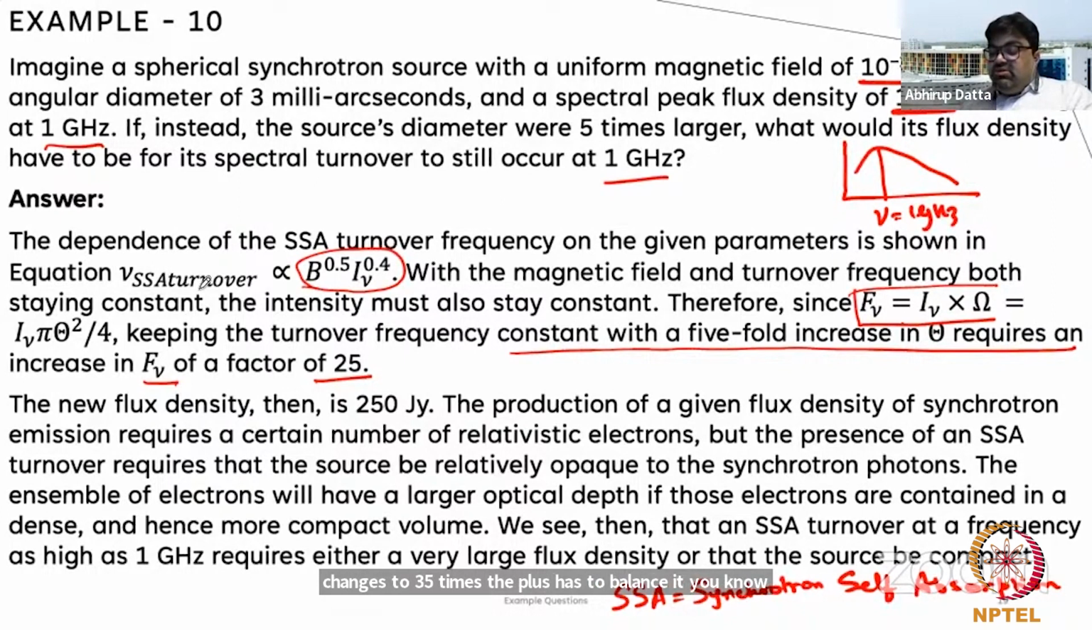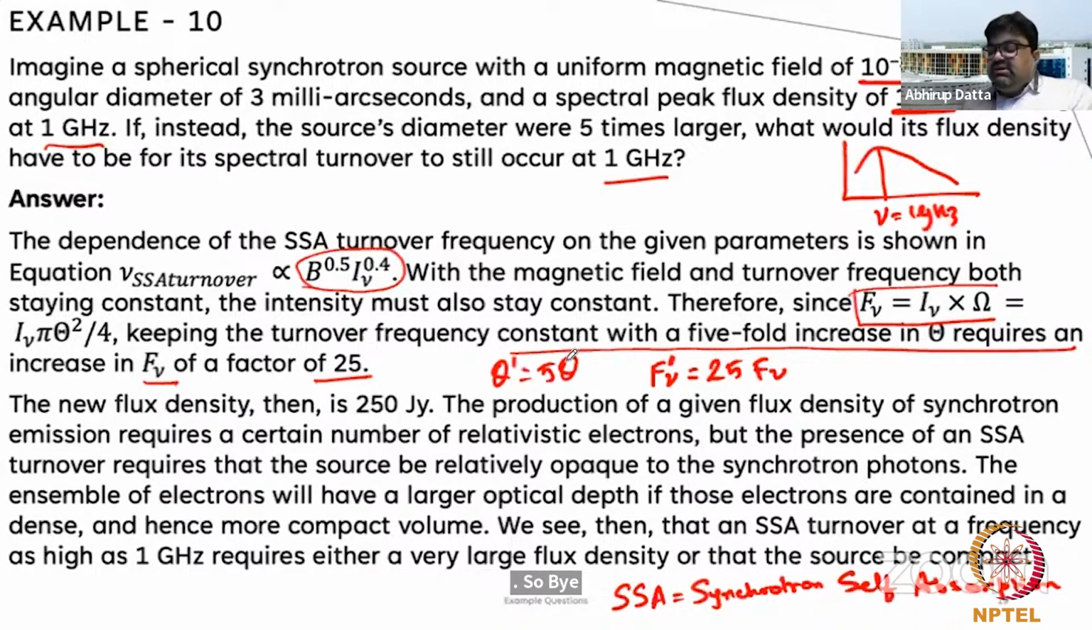Okay, so that basically says that the new source with the 5 times larger diameter should have a flux equal to 25 times the flux of the previous. So F prime is this, because theta prime is 5 times the past theta, which is the diameter of the source. Okay, that's again a very simple calculation.